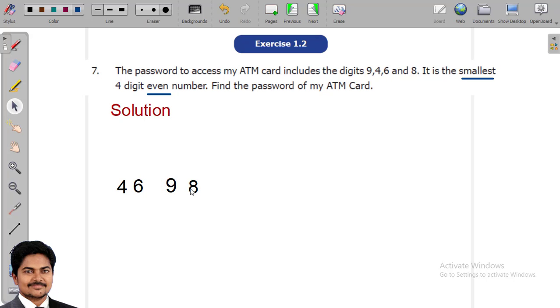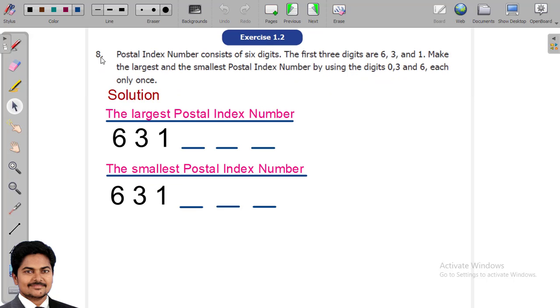Write 9 in tens place, 8 in ones place. This is the smallest even number formed by these 4 digits. Question number 8. Postal index number consists of 6 digits. The first 3 digits are 6, 3 and 1. Make the largest and the smallest postal index number by using the digits 0, 3 and 6 each only once.